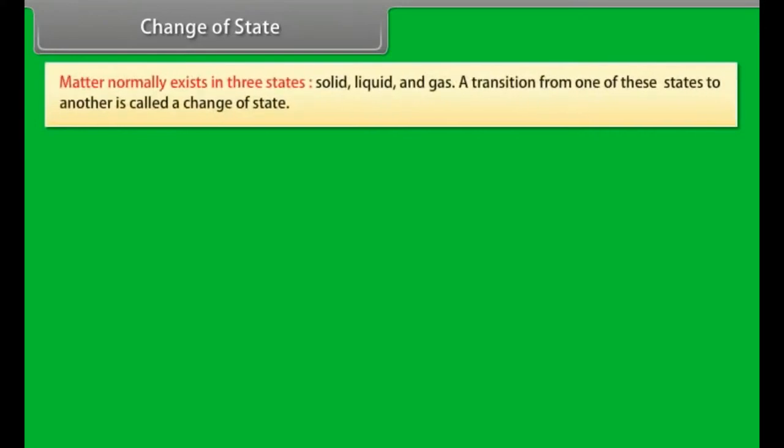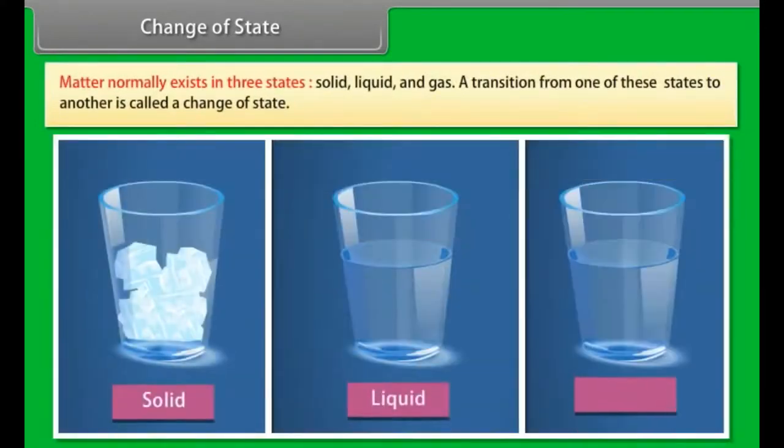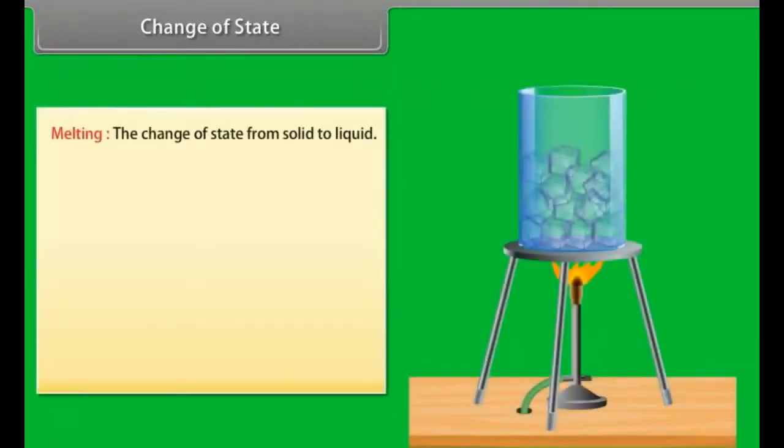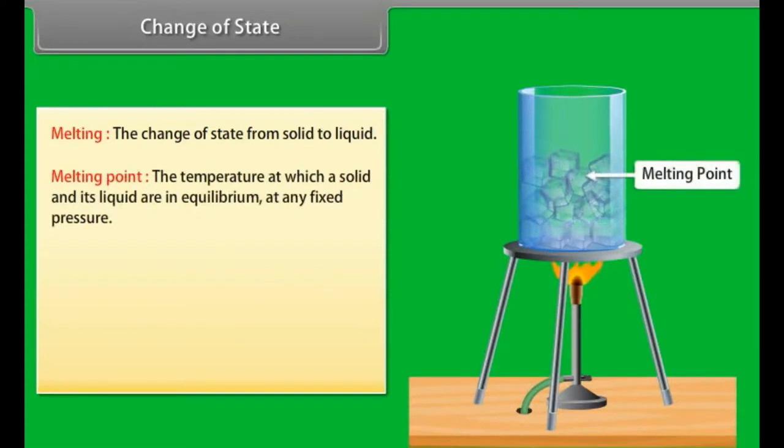Change of state. Matter normally exists in 3 states: solid, liquid and gas. A transition from one of these states to another is called a change of state. Melting. The change of state from solid to liquid. Melting point. The temperature at which a solid and its liquid are in equilibrium at any fixed pressure.